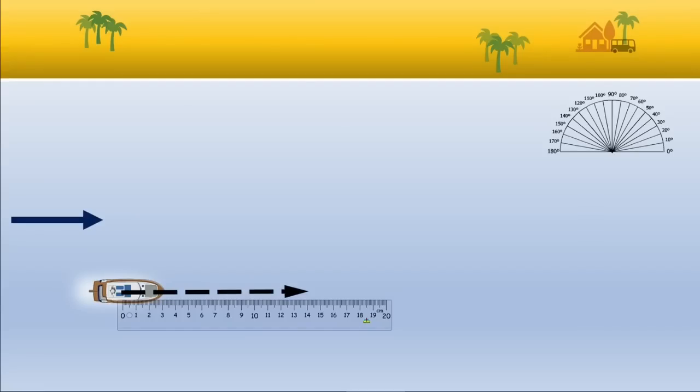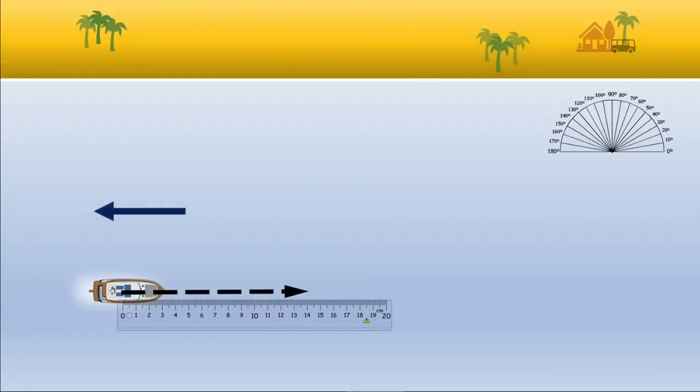The resultant vector is showing the direction and velocity of the boat when two or more velocities are acting on the boat at the same time. Measure its length. It is 14 centimeters long, giving us 14 miles per hour in the direction of the arrow.